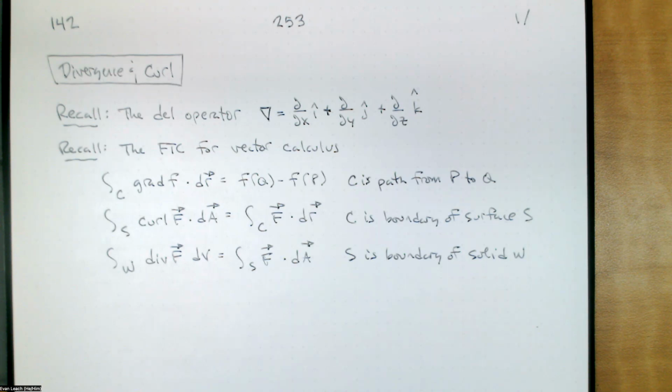So the del operator is this vector: partial with respect to x in the i direction, partial with respect to y in the j direction, partial with respect to z in the k direction. We can apply the del operator to a scalar function like we do in the gradient, and we could utilize it as a vector in the curl and the divergence.